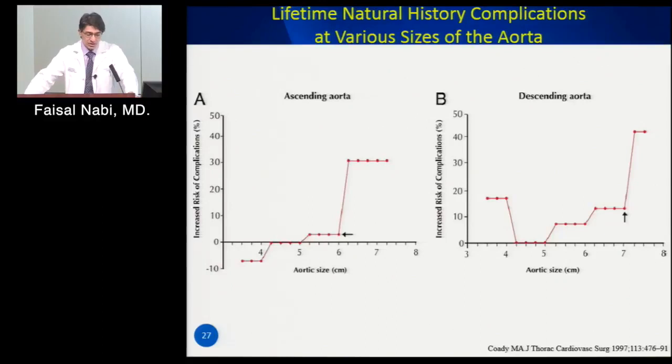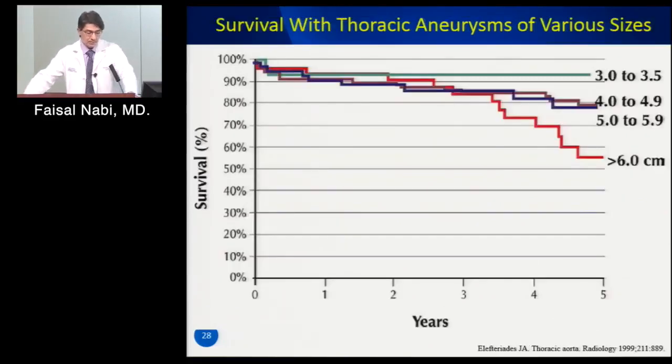This is just another graph which also shows that as the ascending aorta enlarges, there is some increase in events in aortas above 5, but the complications really take off once you hit about 6 centimeters. And if you look at the descending aorta, it's a little bit different. Complications start around 5 as well, but really take off after about 7 centimeters. This is just a graph that, instead of looking at size as a risk factor for complications, is looking at total survival. And here for the thoracic aorta, again, I hope you'll appreciate that 6 centimeters is a number where we all very much worry.